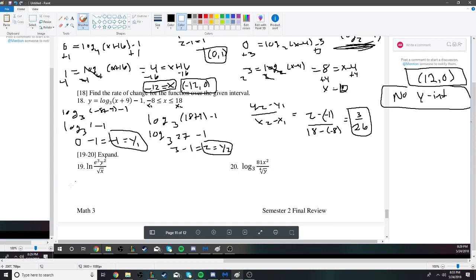To expand, anything on top needs to be added, anything on bottom needs to be subtracted. So this is ln of e to the third plus ln of y squared minus ln of x to the 1/2. ln of e is 3, so that's going to be a 3 plus, bring the exponent down in front, so it's 2 ln y, exponent down in front, minus 1/2 ln x.